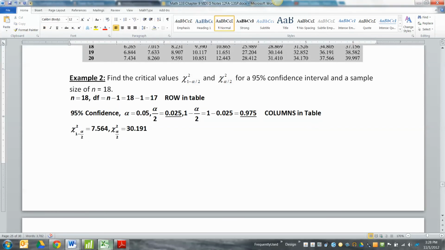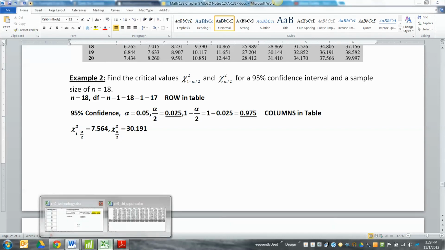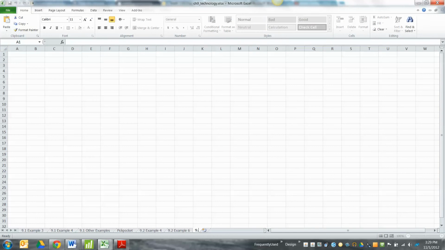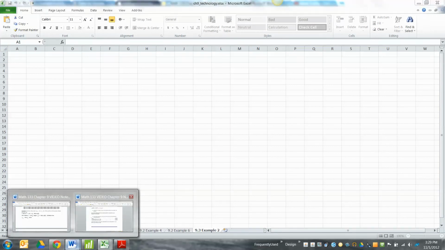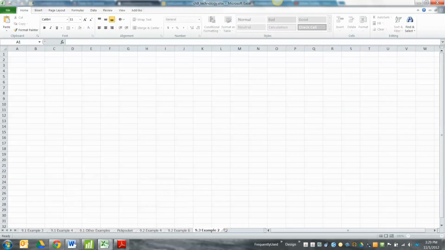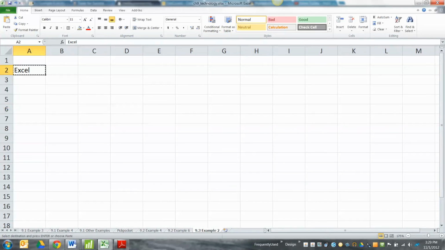Now, I want to also show you how to find them with Excel and StatCrunch if possible. So let's go to our technology assignment. I'm going to make a new tab, 9.3 example. I think this is example 2. Let me double check that. Yep, example 2. Okay, so I'm going to find these with Excel first. I don't know why, I just feel like it.